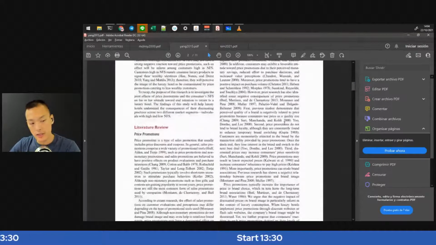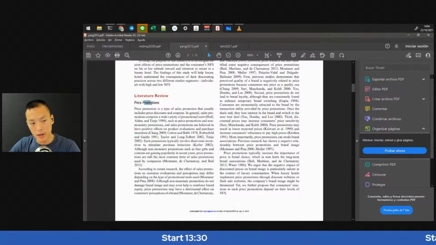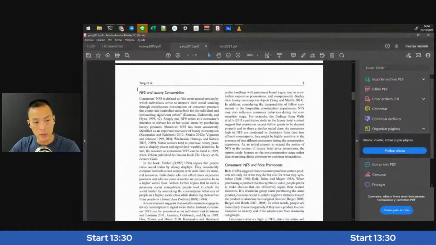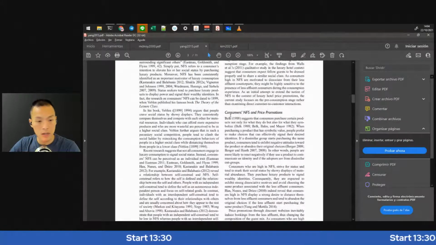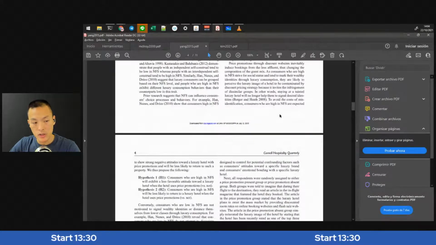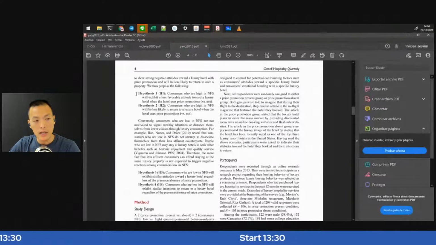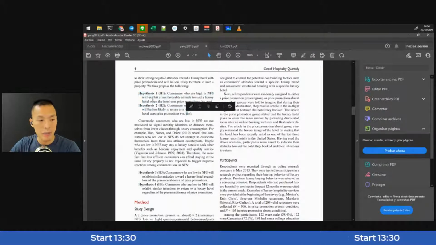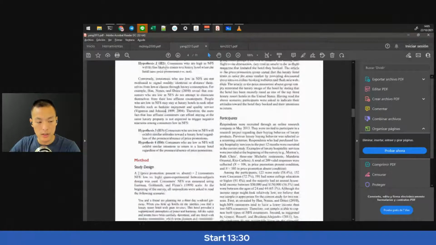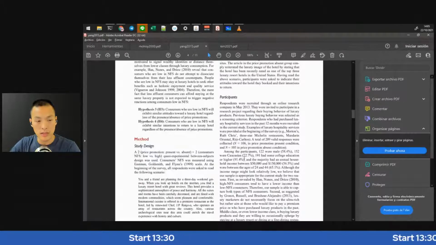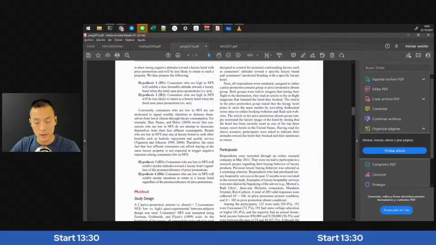So the introduction, again, you can just skip it. It defines price promotions. It defines what can be considered NFS consumers, what can be considered luxury consumption, consumers, NFS and price promotions, what has been done in the past. And then it gives you, again, these hypotheses, right? Hypothesis number 1, number 2, number 3, and number 4. Right? And then it went into the study design of this research paper.